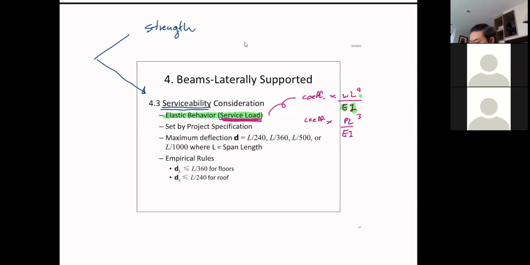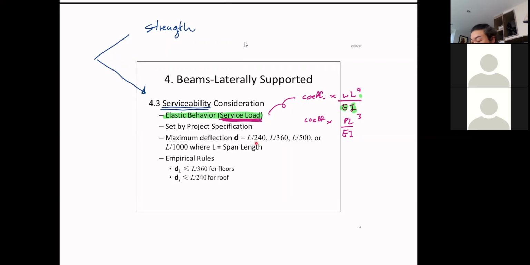Now, generally, this is done by some project specification. It's a rule of thumb. You will not see any criteria written in the AISC specification nor the EIT. Generally, it's based on experience and some specific requirements for each project. You may see something like L over 240, L over 360. This is coming from the imperial unit. You can see that.